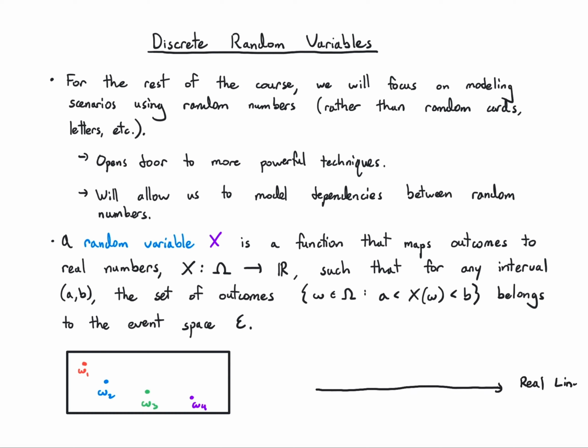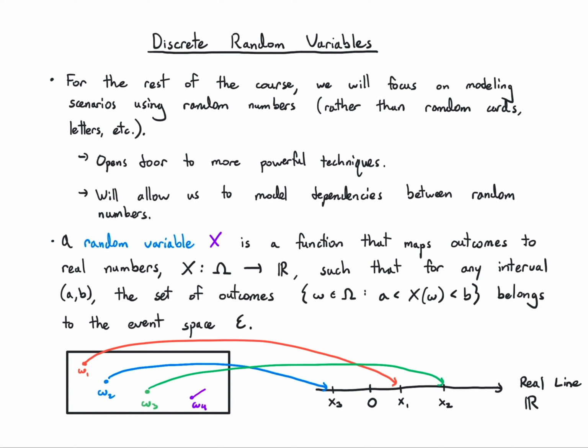Here's the real line. So let's say omega 1 is going to go to this point x1, which is positive. Omega 2 goes to x3. And this is just to point out that it doesn't have to go to its own unique number. So omega 2 in this case goes to x3, which is a negative number. And you'll see that omega 3 goes to x2, and so does omega 4. This whole thing is the mapping X, the random variable. So it carried the outcomes onto the real line.